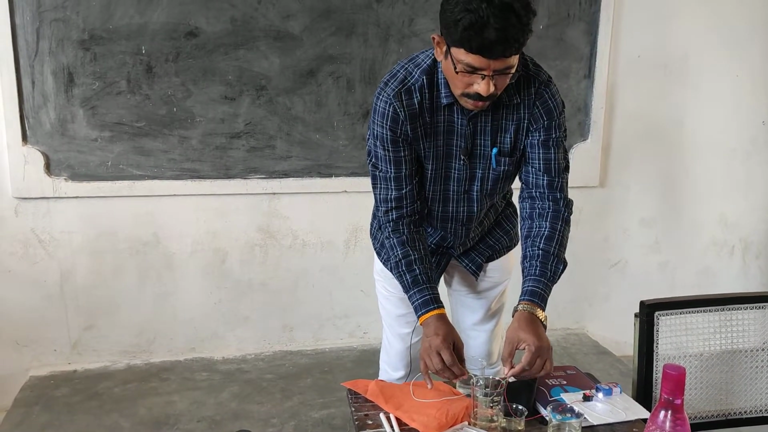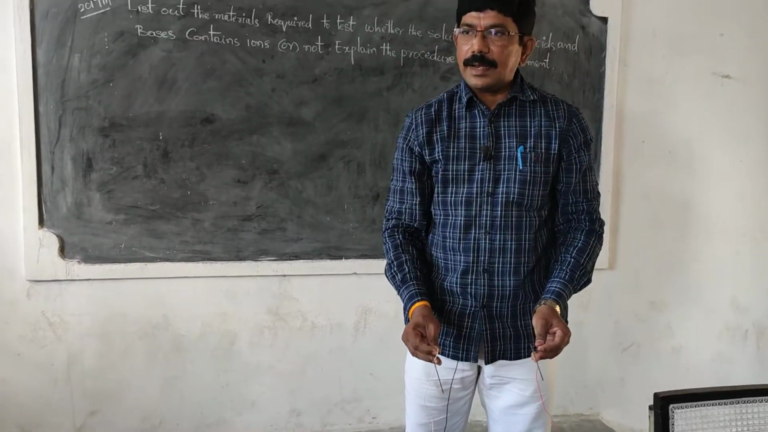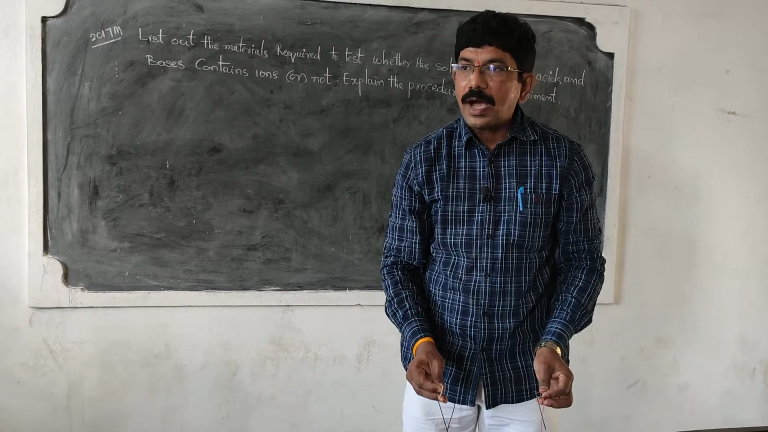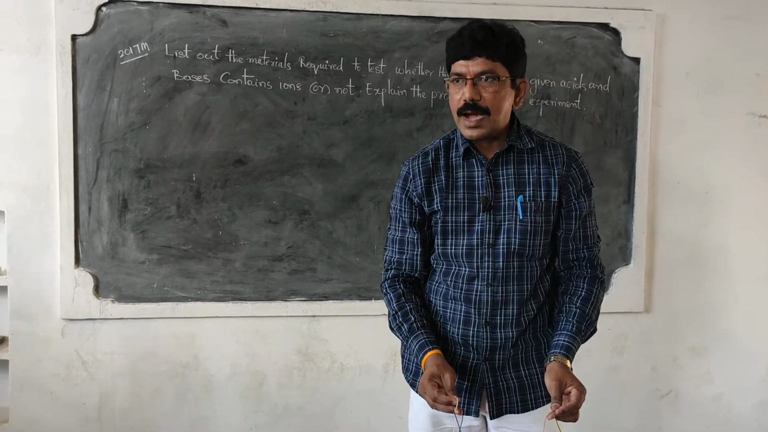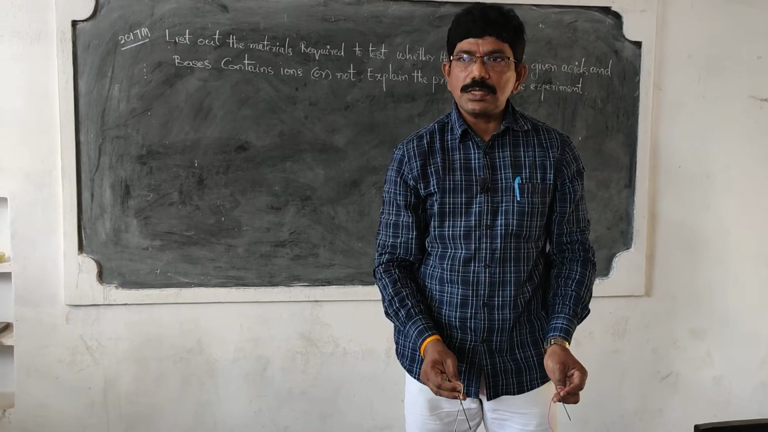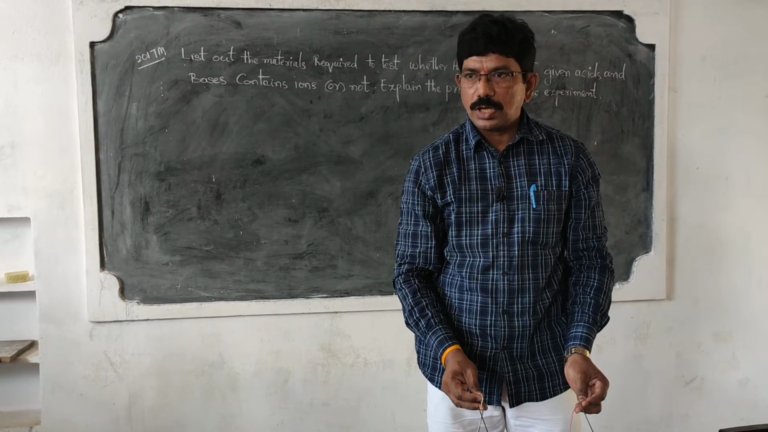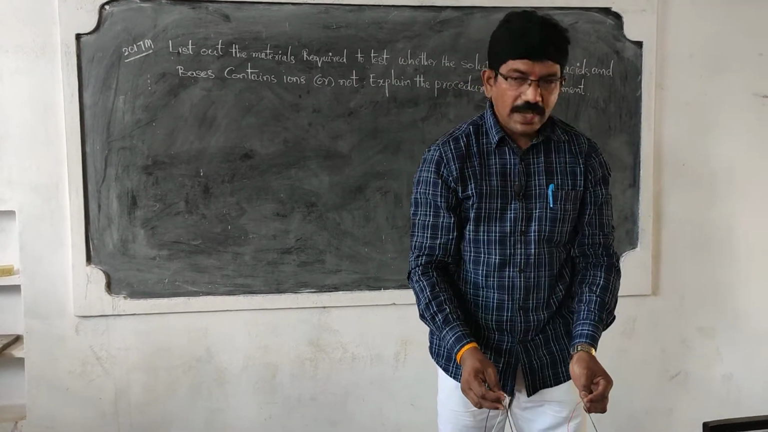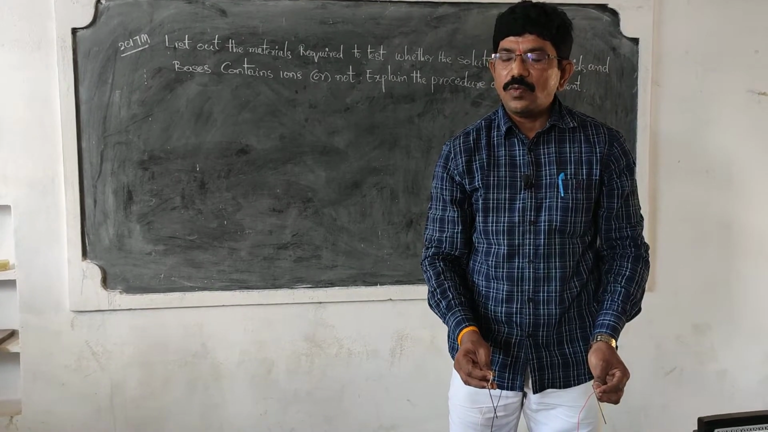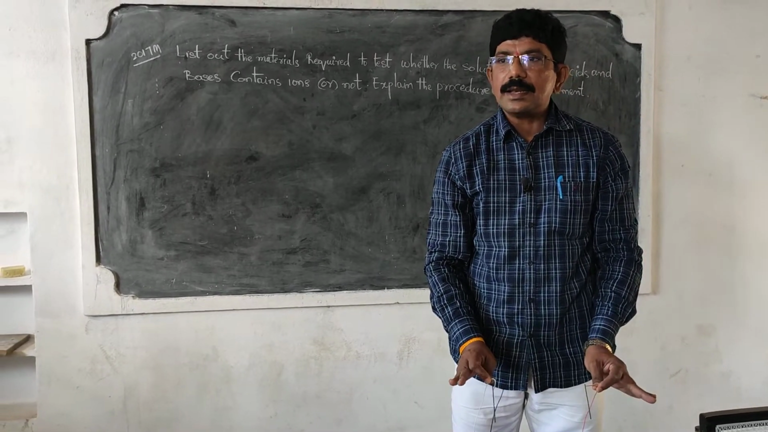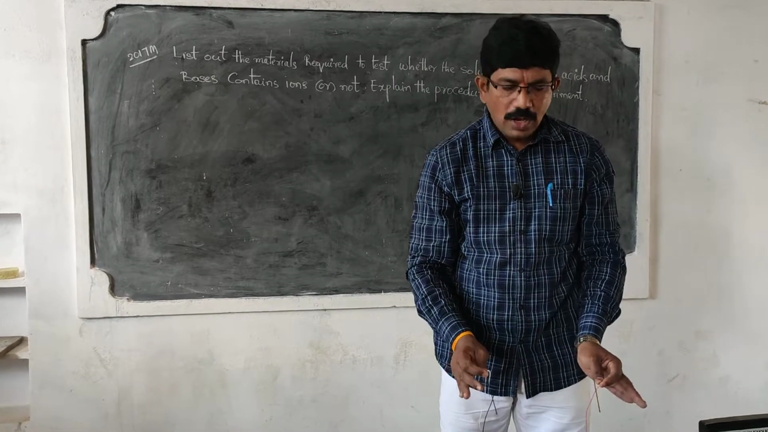So, for the passage of the electric current, the solution should have ions. Then only current passes in the solutions. Are you clear? So, for the passage of electric current, what is responsible? Ions are responsible. Are you clear? So, how did we do this activity?